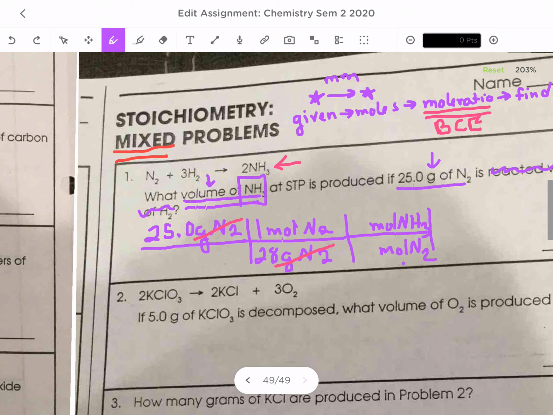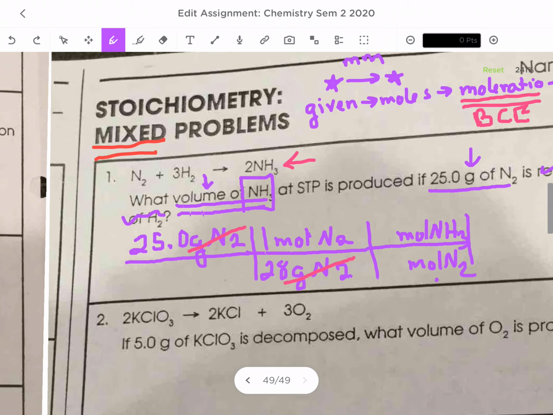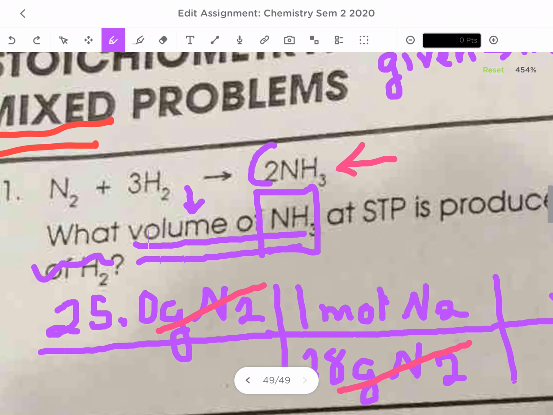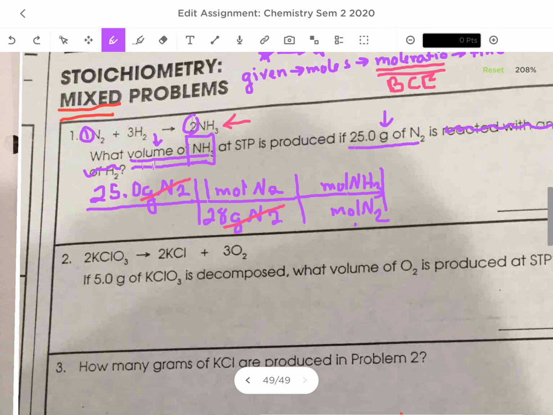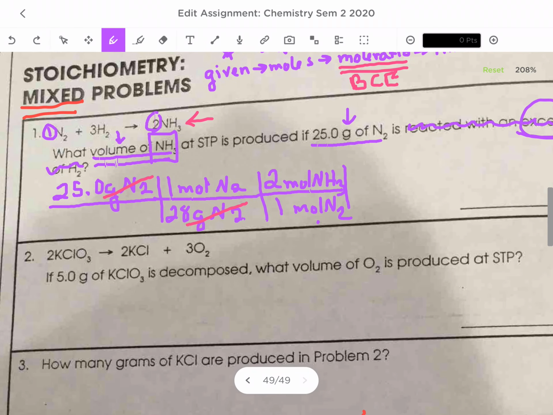Now we need to look at our balanced chemical equation. What are the coefficients in front? So we have 2 there, and 1 here. So this is 1, and this is 2. Now, we used our mole ratio. Let's cancel out our units. Moles of N2 cancel out. Mole of N2, mole of N2, cancel, cancel.